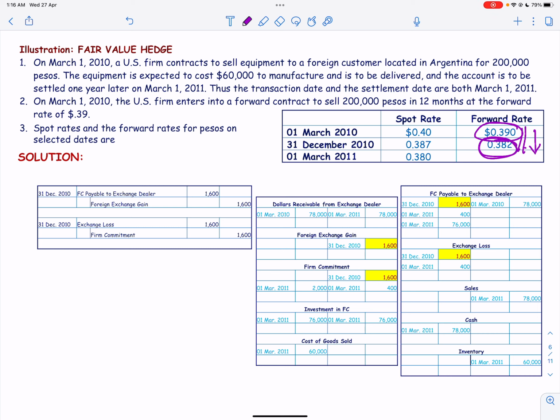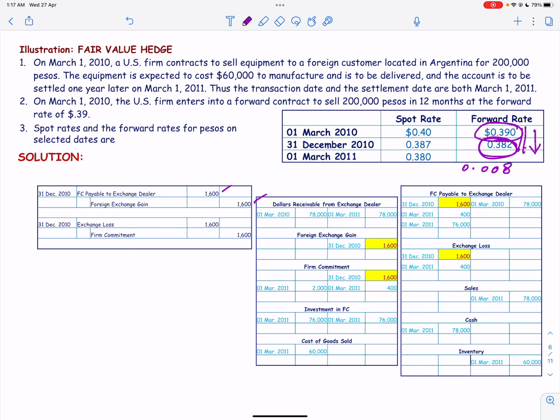So there will be a decrease in our payables and forward, so our liability is going to be decreased by the difference, and the difference is of 0.008. So that's how we record the gain on fluctuation in the forward exchange rate.